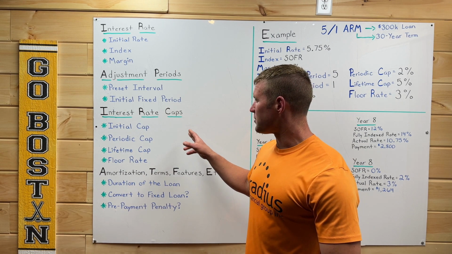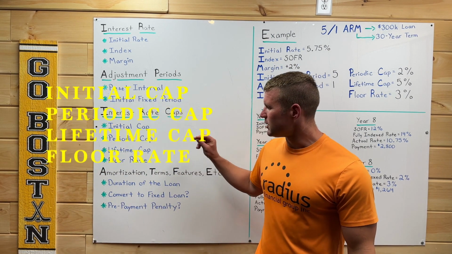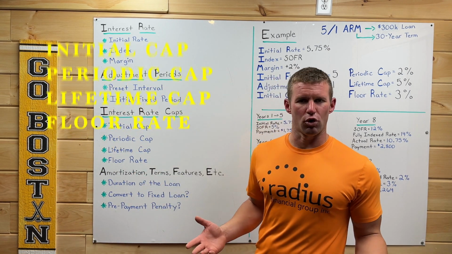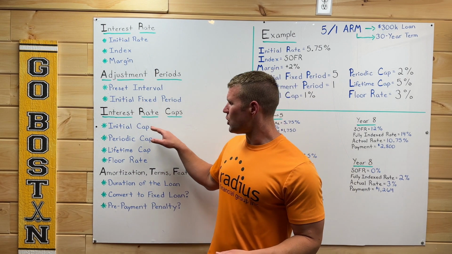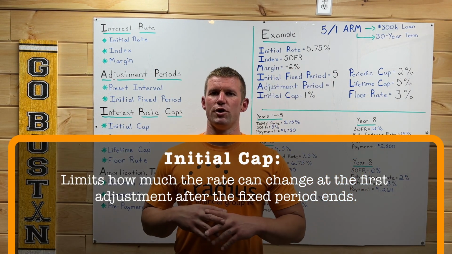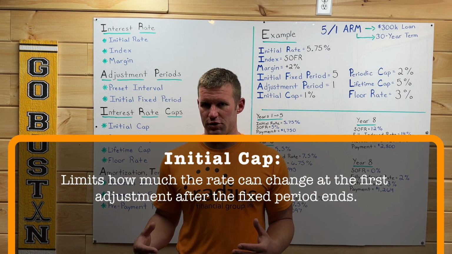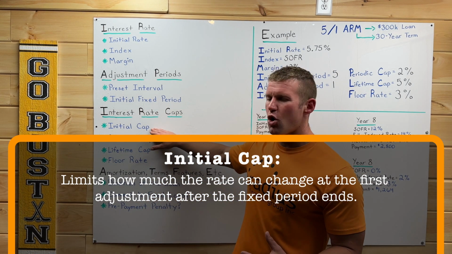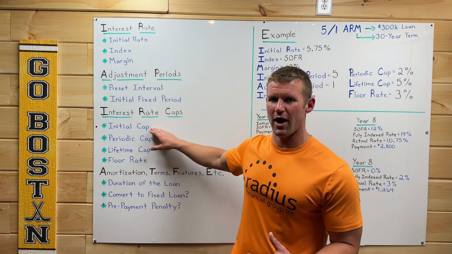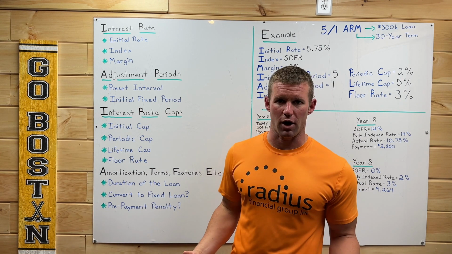Next, interest rate caps. So you've got an initial cap, you've got a periodic cap, a lifetime cap, and then it's not really a cap, but we like to call it a floor rate. So initial cap, that essentially says that when your adjustable rate mortgage is going to change for the first time, it can't go over a certain amount. It can't go over a certain initial cap. And this is to try and help the borrower from what's called payment shock.